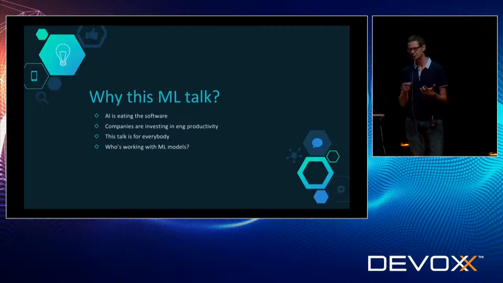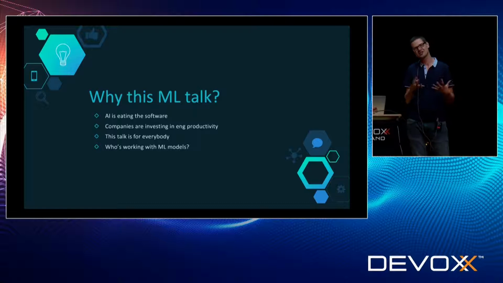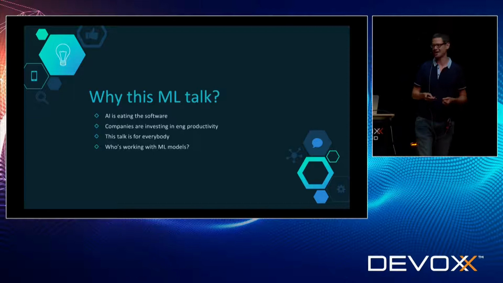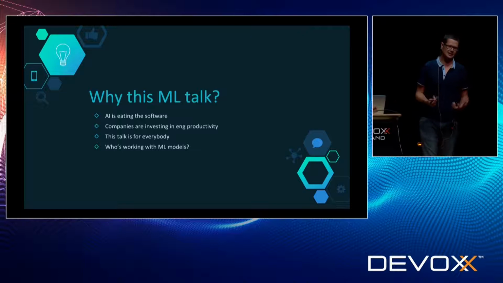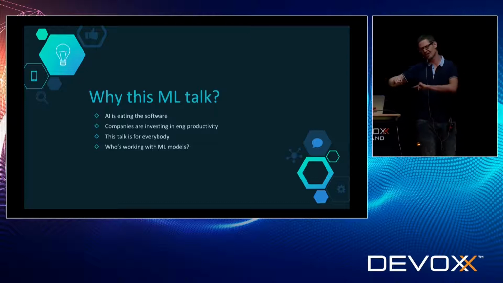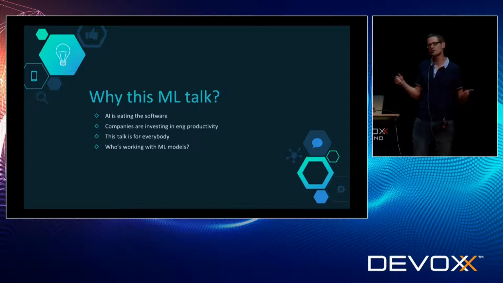Companies are also invested in developer productivity. This has been the trend for several years now, but we also see that in machine learning engineering productivity. This is where I get into the picture, because what I do at LinkedIn, I work on developer productivity. That's my goal. The reason I talk about machine learning is that I was involved in a project that deals with this, and that project actually goes on. We really want to improve the productivity for the folks that work with machine learning models.